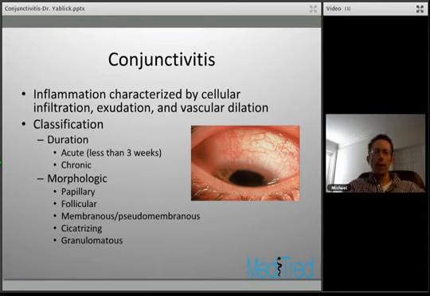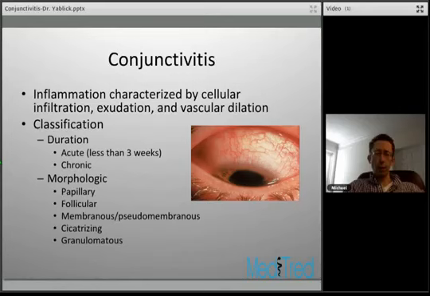less acute features. So you can classify it based on duration, but you can also classify conjunctivitis based on its morphologic patterns. So you can have a papillary pattern, a follicular reaction, a membranous or pseudomembranous conjunctivitis, cicatrizing, or granulomatous. And for this lecture's purposes, we will actually spend most of our time on papillary conjunctivitis and follicular conjunctivitis.